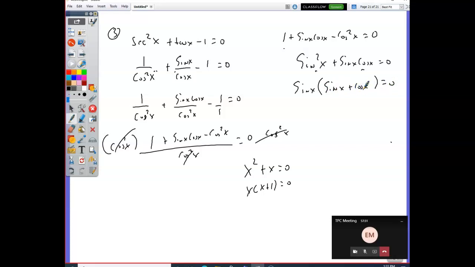Yeah, love it. And then divide by sine x. No dividing. Now we're going to set each of the factors equal to 0. Okay, so then sine x equals 0 would be 0. And the other one would be 1.